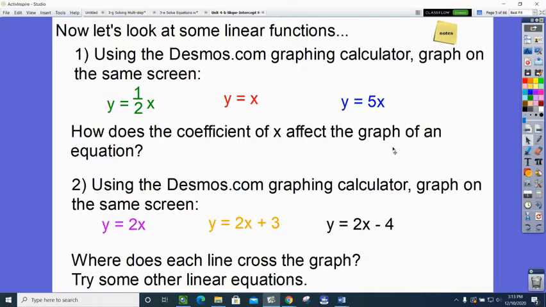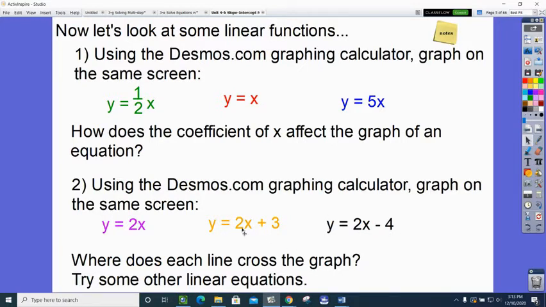So hopefully you have that answer, and we're going to look at the picture in a second together and talk about that. And now I want you to do a second thing. So again, answer that question: how does the coefficient of x affect the graph of an equation? And now you're going to go back out to Desmos, and this time you're going to change your 3 to be y equals 2x, y equals 2x plus 3, and y equals 2x minus 4.